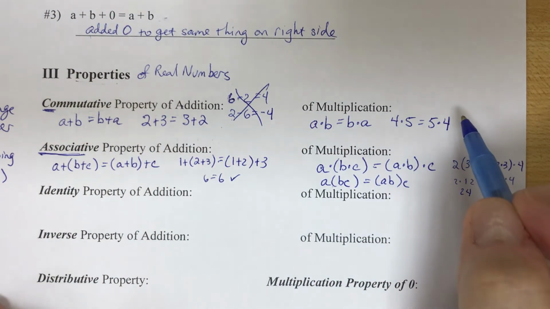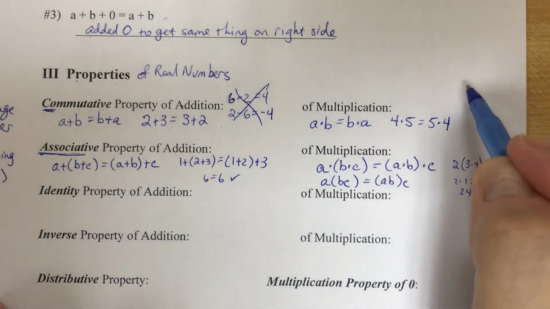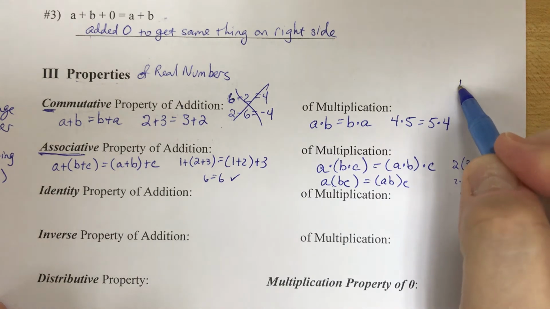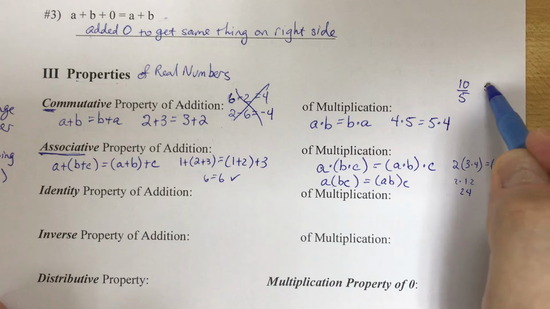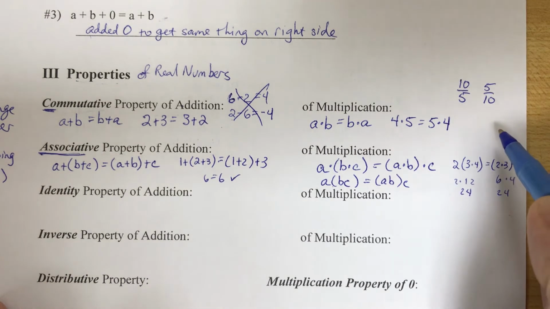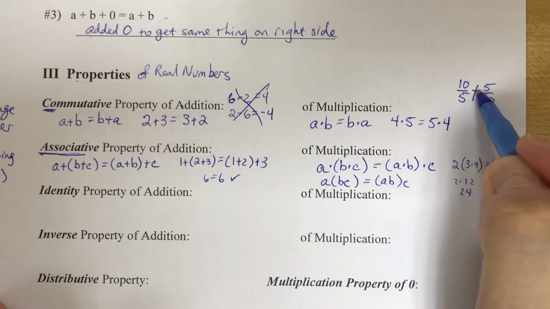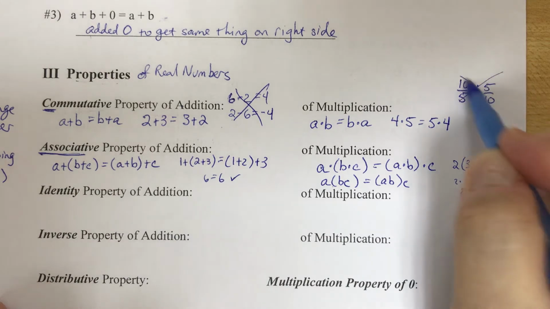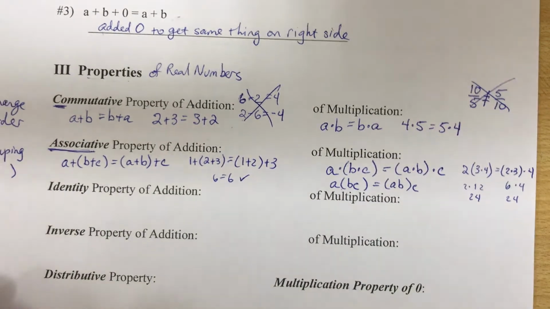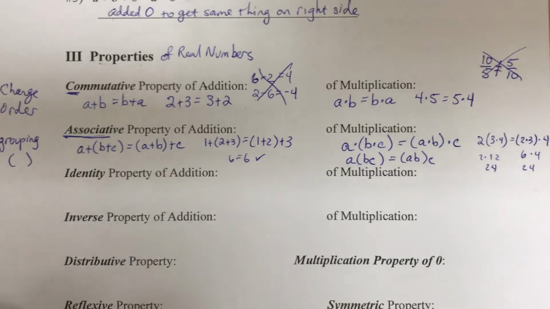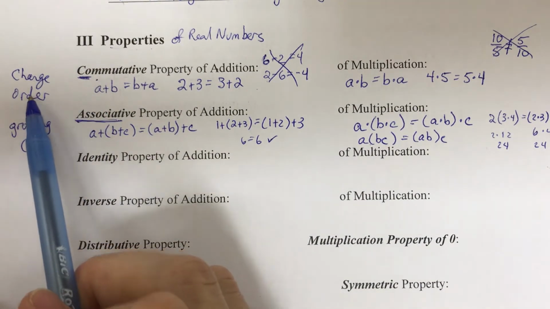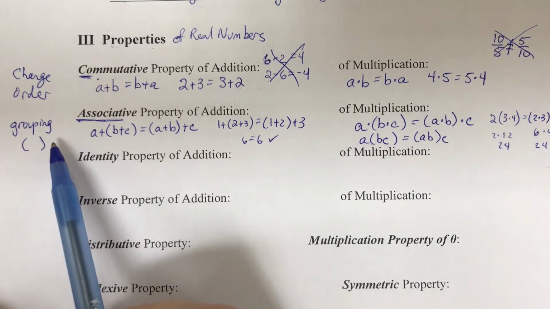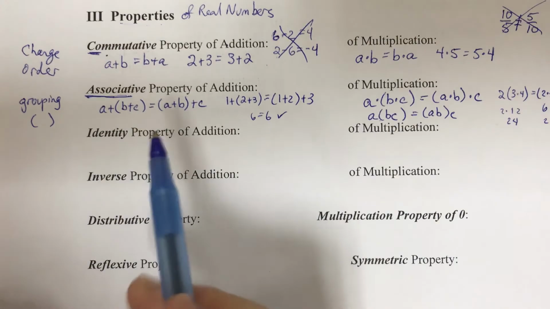There is no commutative property of division, because if I take 10 divided by 5, that's 2. If I take 5 divided by 10, that's 1/2. Those are not equivalent, so there is no commutative property of division. So these are only addition and multiplication. Okay, so commutative is change the order. Associative is we change the grouping, which is the parentheses.